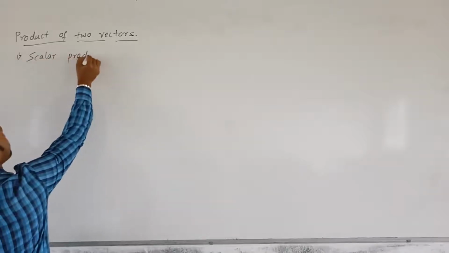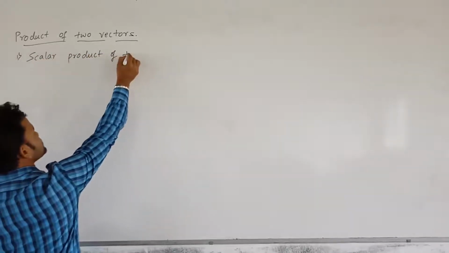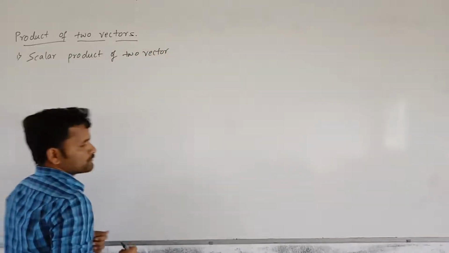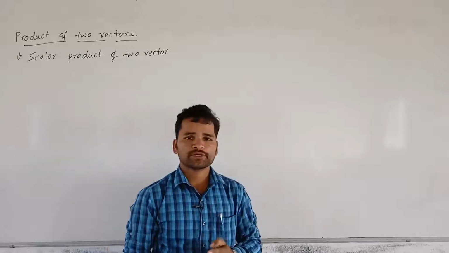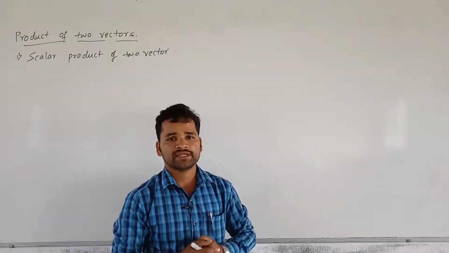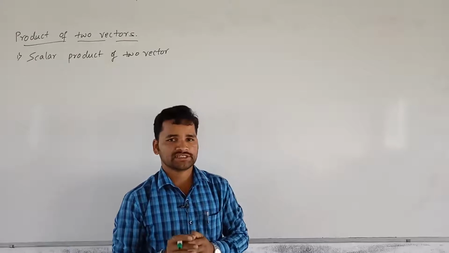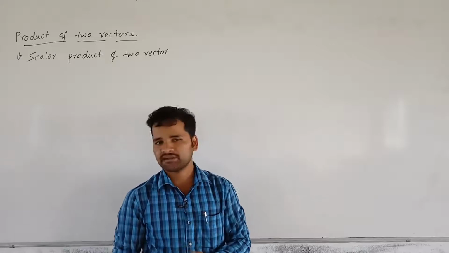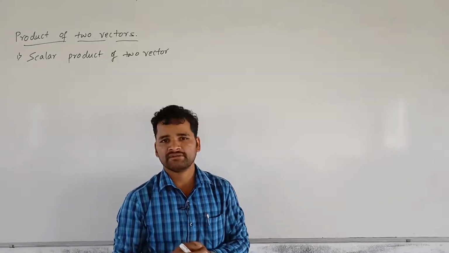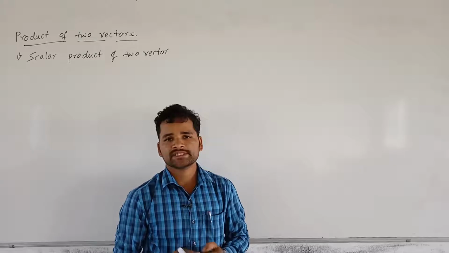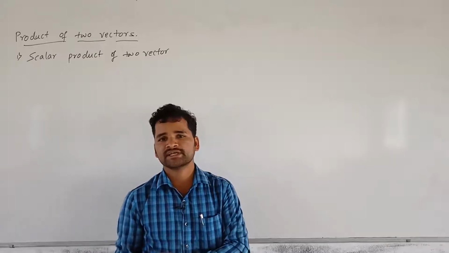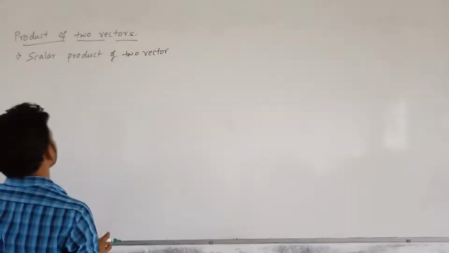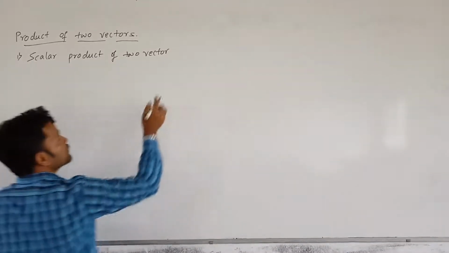Scalar product of two vectors, and another one I told you, vector product of two vectors. With itself we can think of one thing: scalar product means product of two vectors will result into a scalar value. Scalar value means any real value, and vector product of two vectors means product of two vectors will give us a vector again. Now first one we are going to take is scalar product of two vectors.